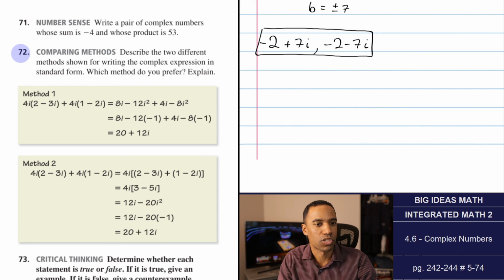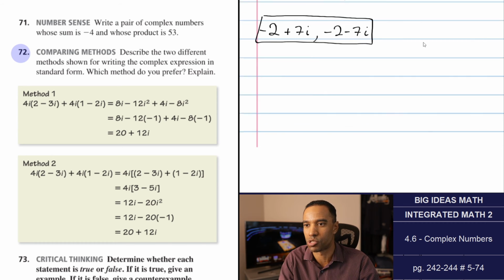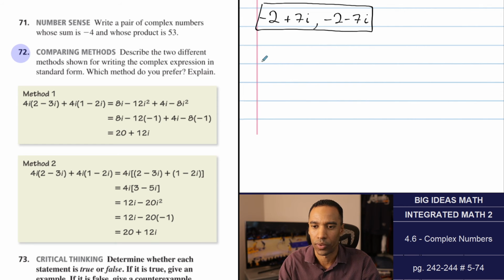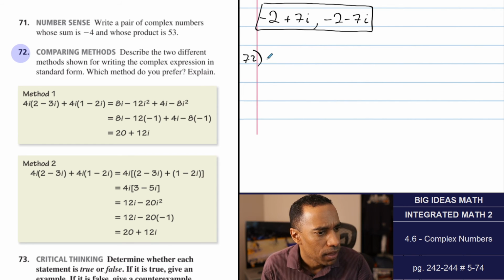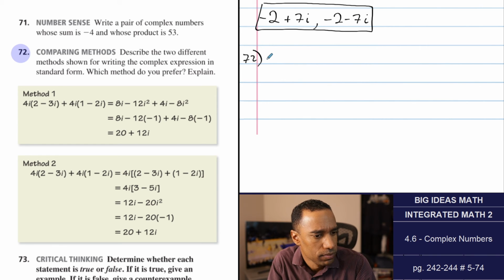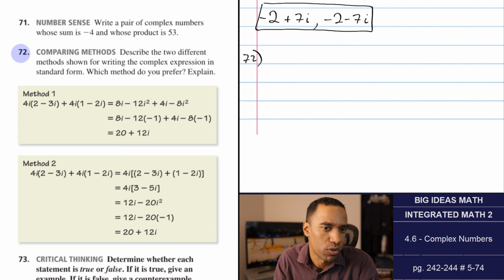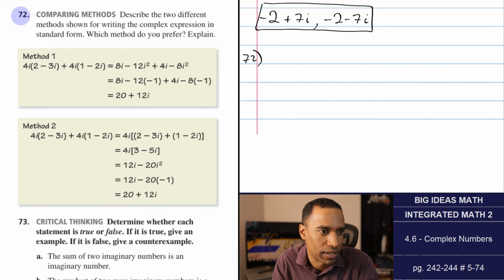All right, comparing methods. Describe the two different methods shown for writing the complex expression in standard form. Which method do you prefer, and explain? So let's see what they're doing. 72. Method 1. They are distributing. Oh, I see what they're doing. Okay, so on method 1, they do distribution. They turn i squareds to negative 1s and combine like terms.